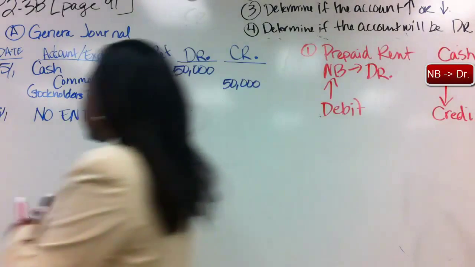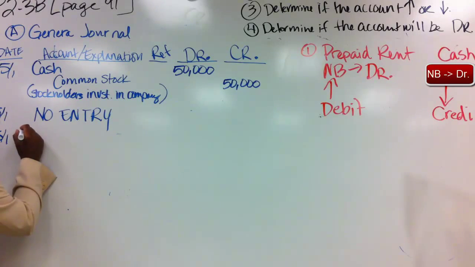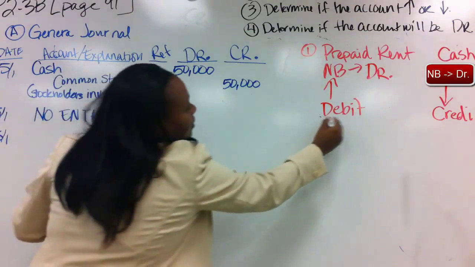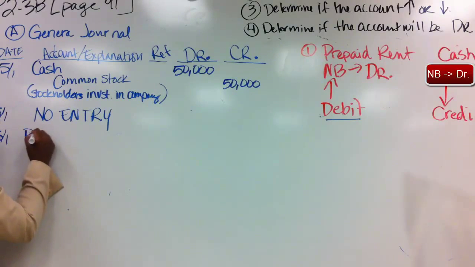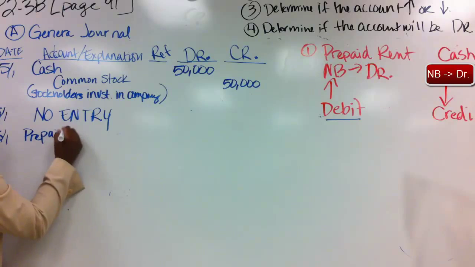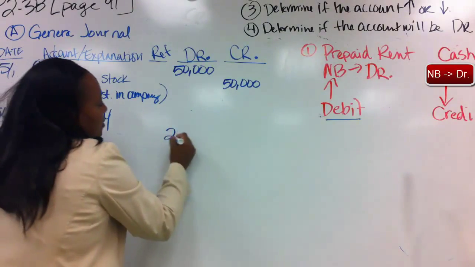So when we record it, you're going to skip a space. You're going to have May 1st. You're going to debit. Which one? Prepaid rent. So that was the one we're going to list first. We list our debits first and then our credits. We read left to right. So we're going to have prepaid rent. And how much was it for? 2,400. And that's for what length of time? 1 year.